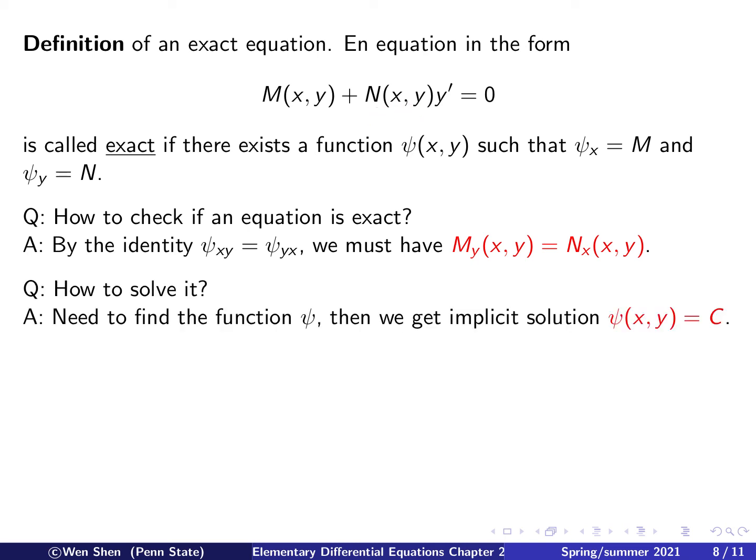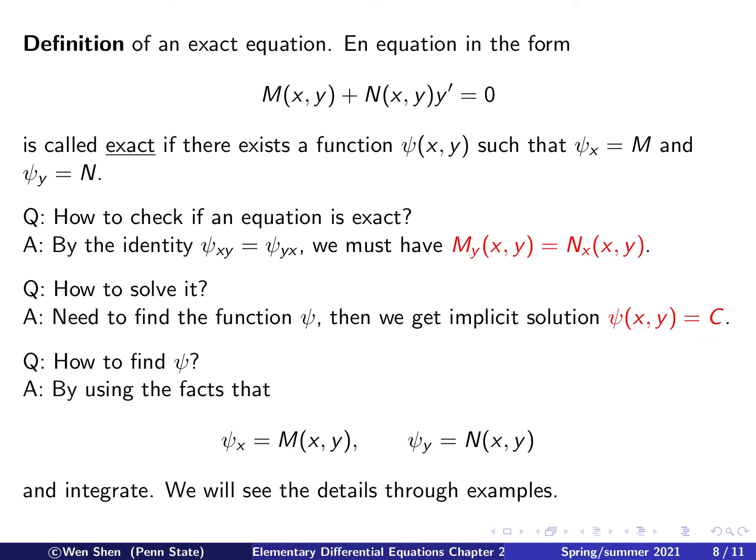Okay, so once we perform this test and find out the equation is exact, how do we solve it? Well, the answer to that question is that then we need to find this function psi. And once we find it, then we get an implicit solution, psi of x and y equal to c, an arbitrary constant.